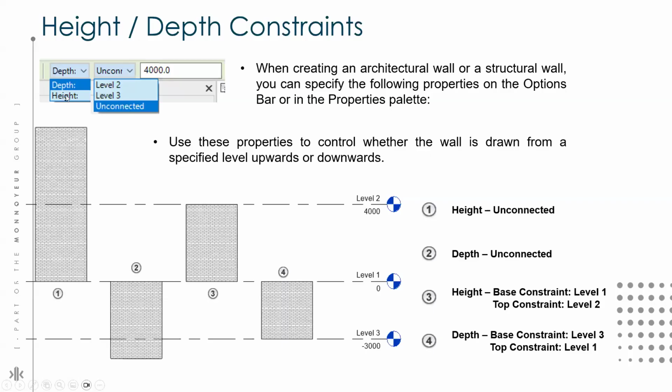This is the same for height. In height also, if I'm making on level 1, I will be able to choose level 2, or if there was a level 3, I would have chosen that. Or I could also do unconnected and maybe give the height as say 3 feet or a little more than that, 1500 to make a parapet wall.